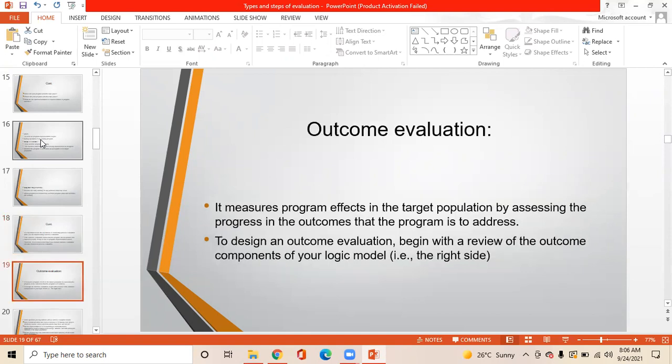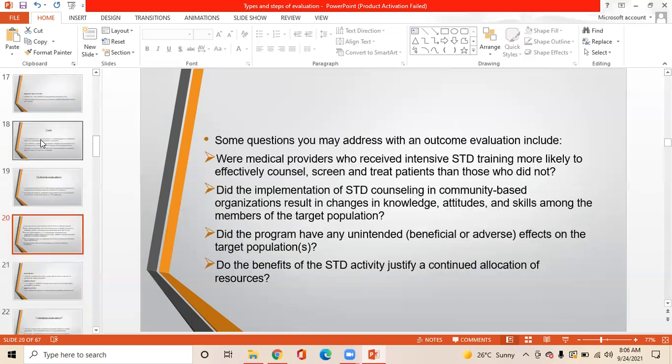Outcome evaluation. It measures program effect in the target population by assessing the progress in the outcomes that the program is to address. That is, to design an outcome evaluation, begin with the review of the outcome component of your logic model. It is on the right side, moving forward.